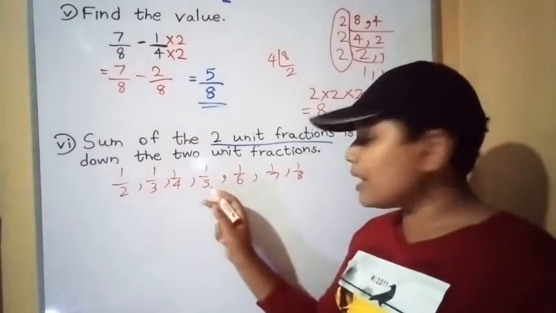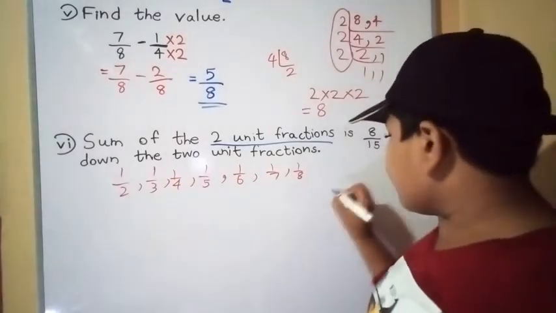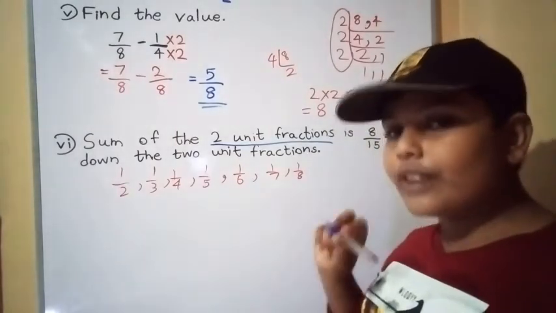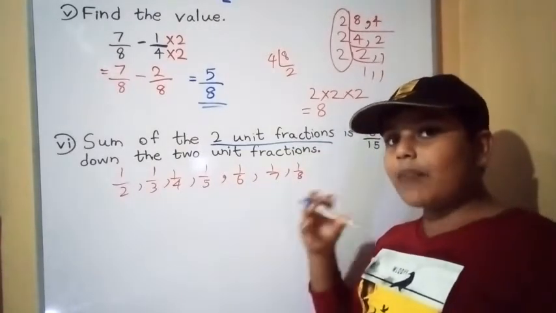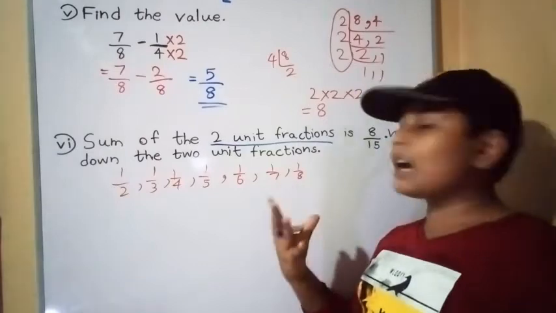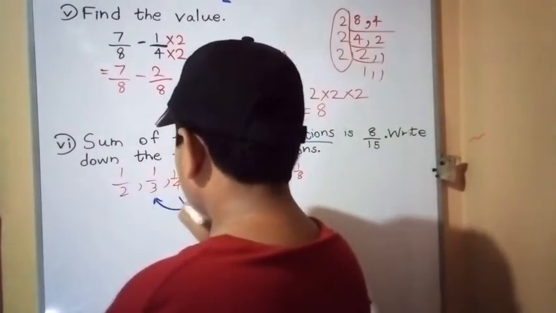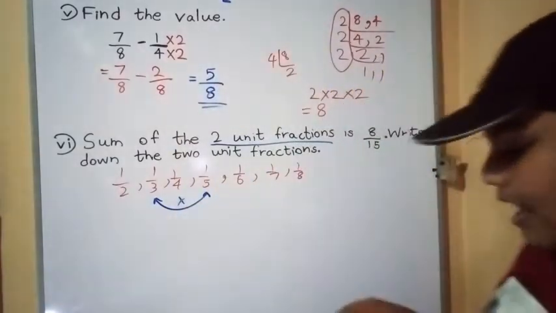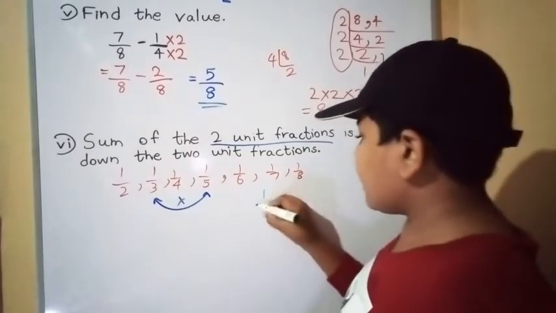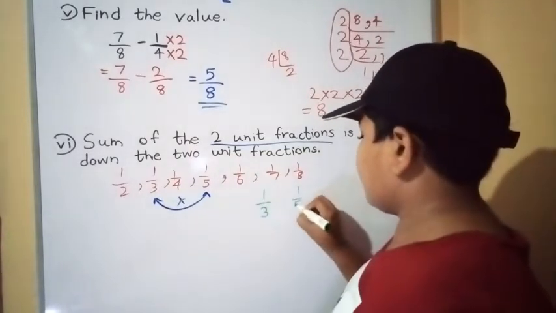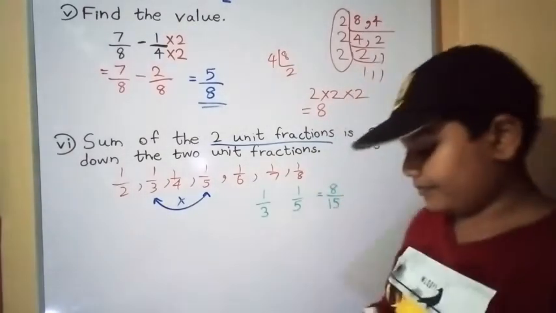Now 3 multiplied by 5, you have now. You want to get this denominator, 15. You want to get two unit fractions whose denominators multiplied together give the answer, the denominator. Now these two: 1 over 3 and 1 over 5. That is the 8 over 15, right?